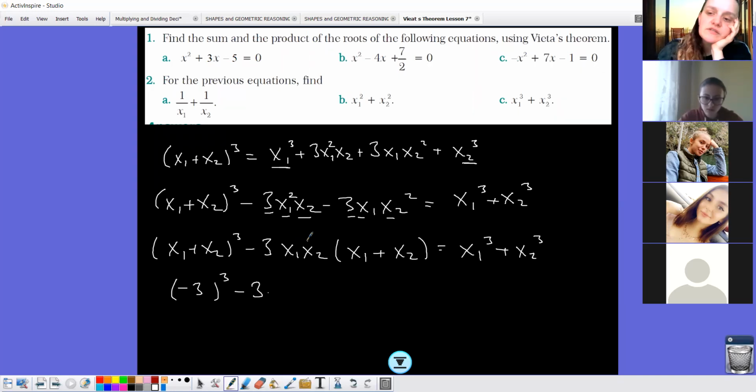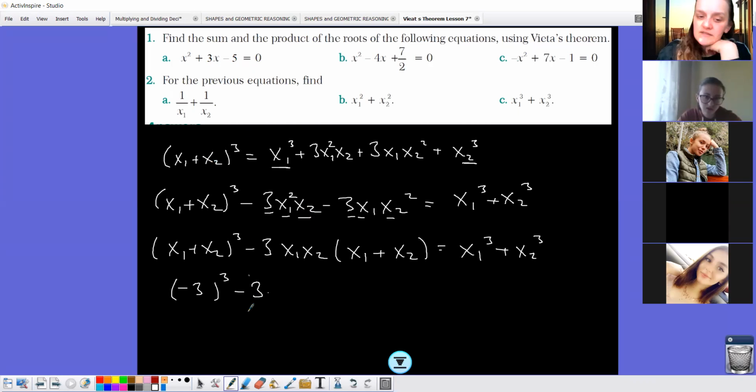x1 times x2, it is? c over a. What is c here in the first equation? Minus 5. So it will be minus 5 over 1, which is minus 5, times, for x1 plus x2, we said that it is minus 3, is equal to x1 cube plus x2 cube.